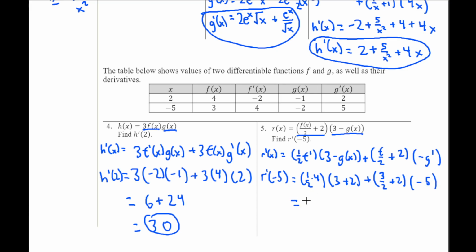And that's equal to 1/2 of 4 is just 2, times 3 plus 2 is 5. 3 over 2 plus 2 is 7 over 2, times negative 5. 2 times 5 is 10, minus 35 over 2. And that answer here would just be negative 15 over 2.